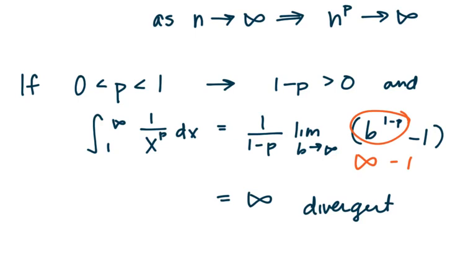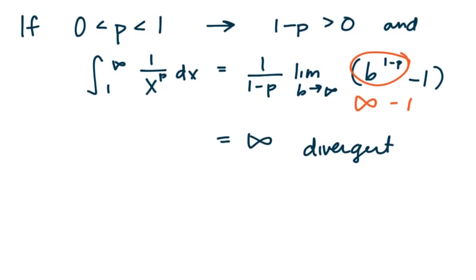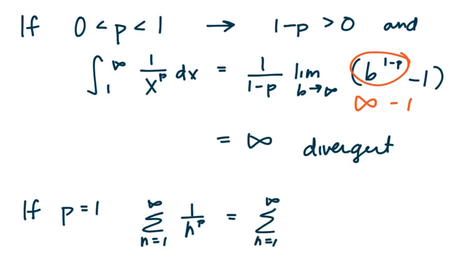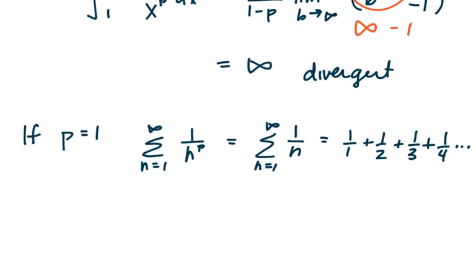So our last situation for this problem would be to say, well, what happens if p equals 1? And if p equals 1, this sum, n equals 1 to infinity of 1 over n to the p, that's just the sum as n equals 1 to infinity of 1 over n, which would be 1 over 1 plus 1 over 2 plus 1 over 3. All right, and this is a harmonic series, and we said that the harmonic series is divergent.